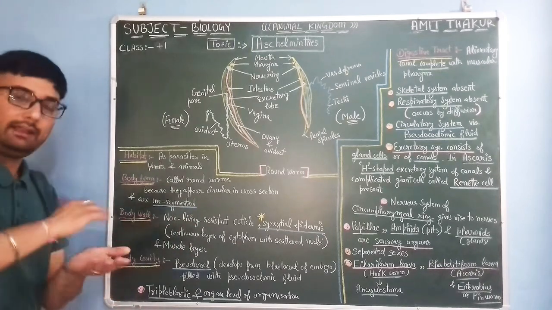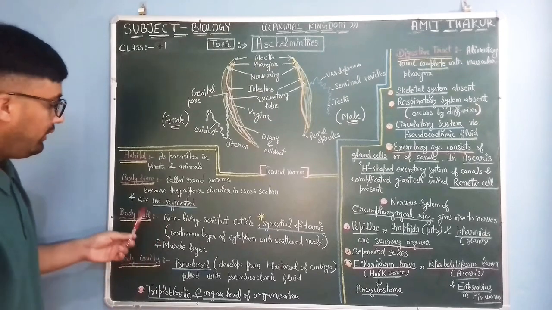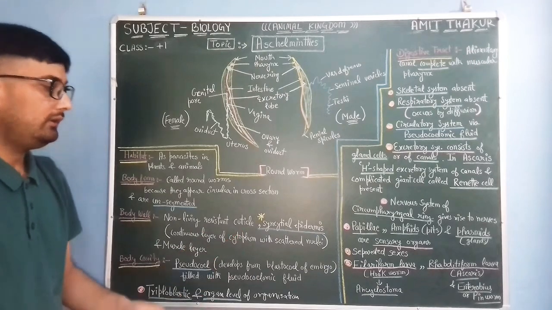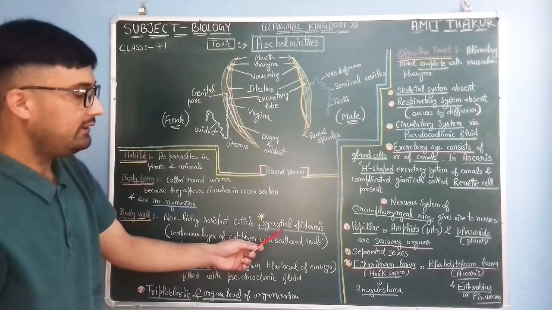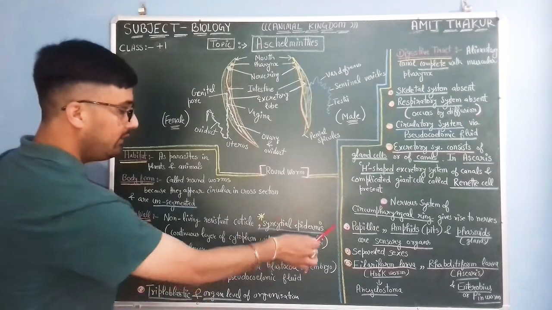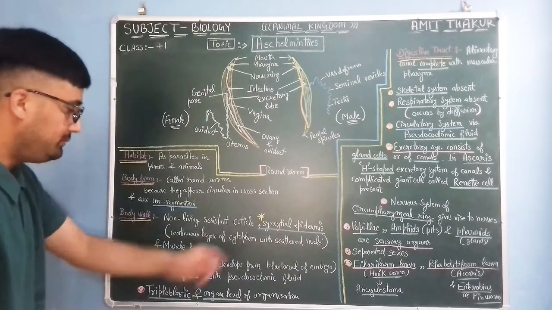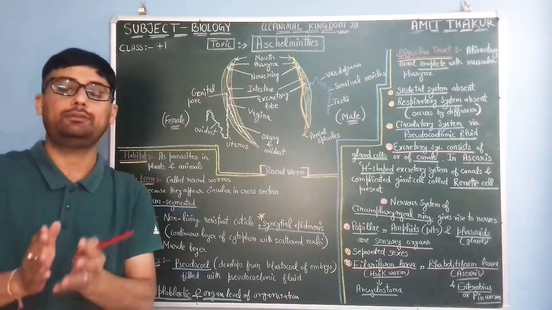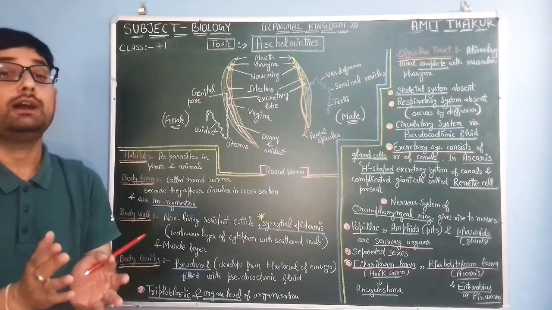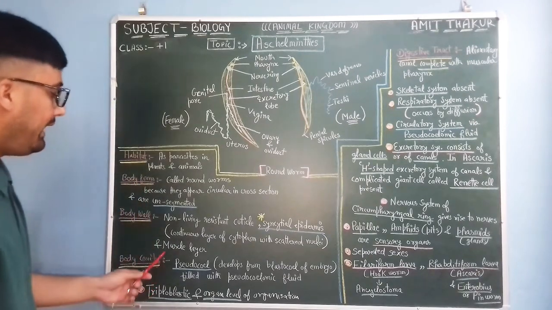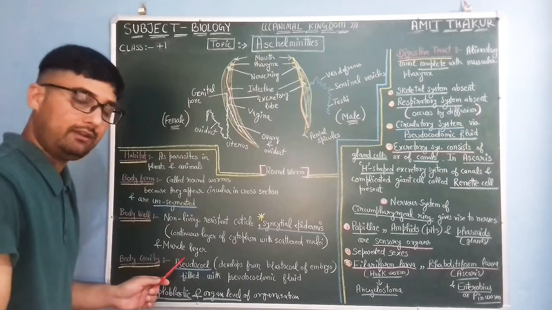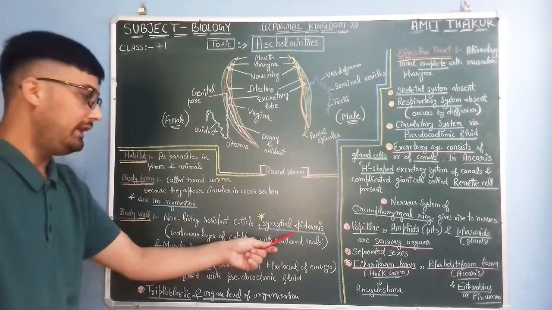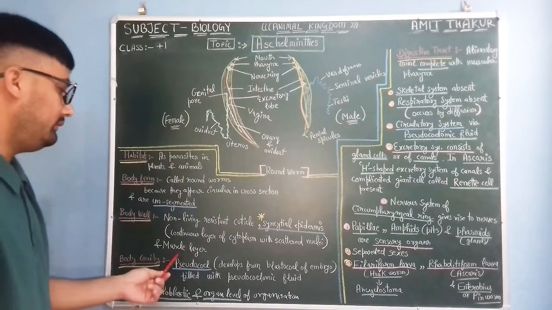Body wall means the lining or layers. The body wall actually consists of a non-living resistant cuticle and a syncytial epidermis. It is a very important term, syncytial epidermis, which means there is a continuous layer of cytoplasm with scattered nuclei. And they also have a muscle layer. So the body wall actually consists of this syncytial epidermis and this muscle layer.